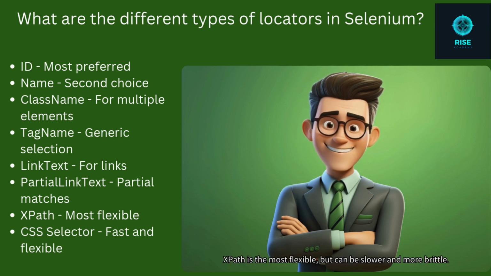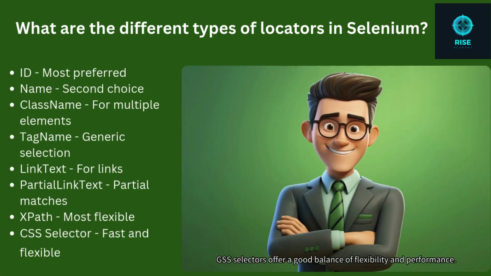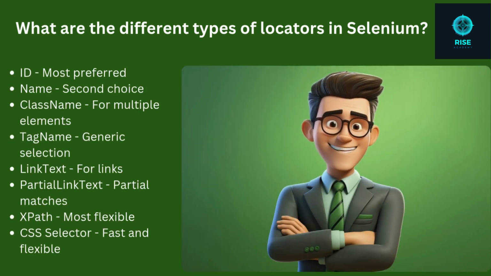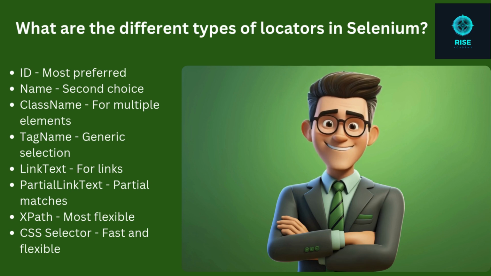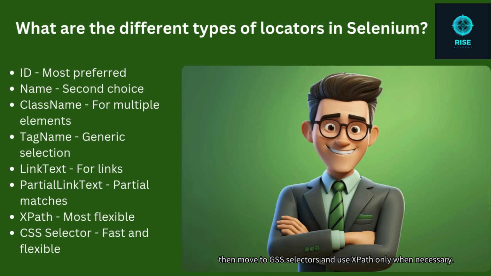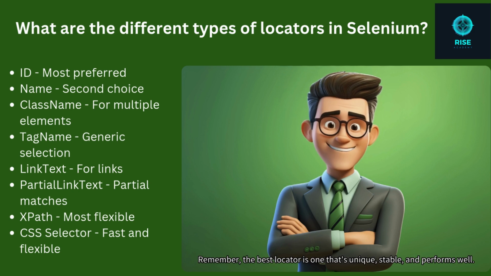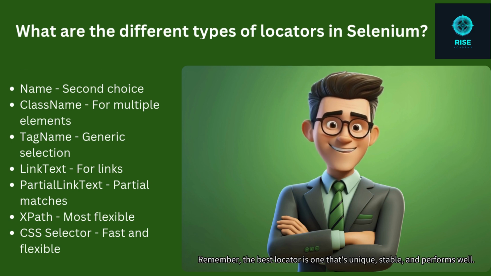XPath is the most flexible, but can be slower and more brittle. CSS selectors offer a good balance of flexibility and performance. My recommendation: always start with ID or name if available, then move to CSS selectors and use XPath only when necessary. Remember, the best locator is one that's unique, stable, and performs well.